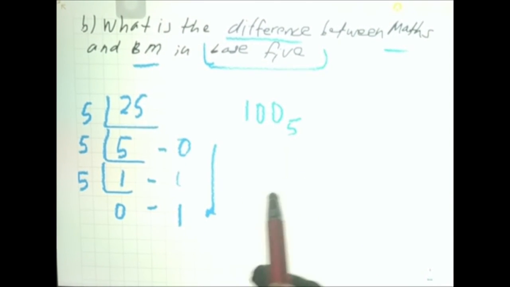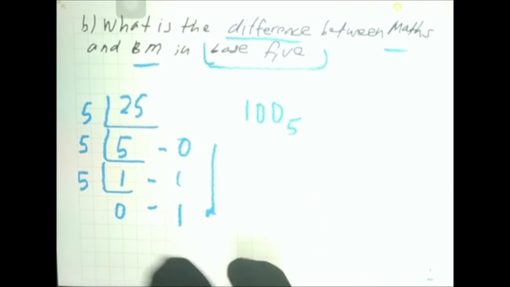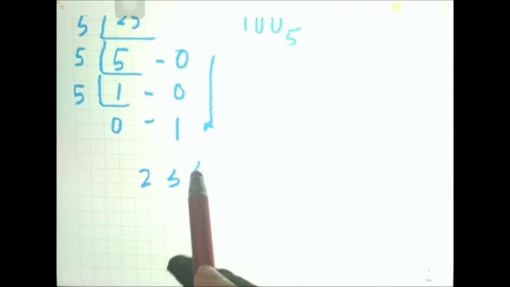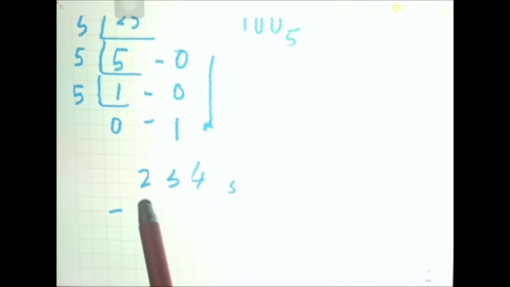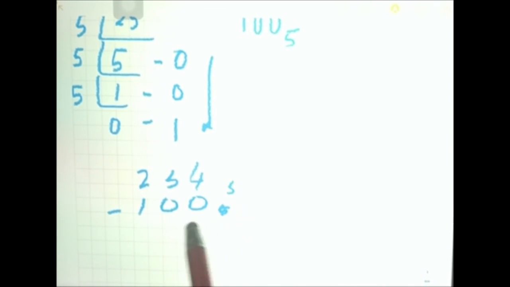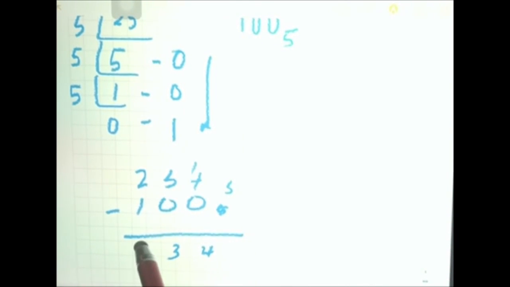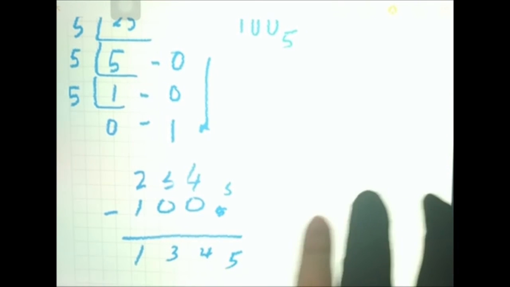So what is the difference? We just simply minus the two. 234 base 5 minus 100 base 5. Get 134 base 5.